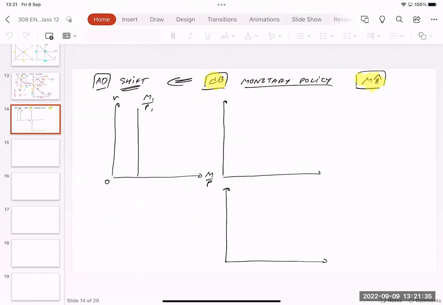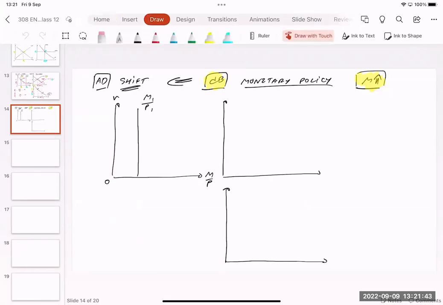The upper graph on the left represents the money market. I have the real money supply curve M1 over P1, so I write down here M1 over P1. I have the money demand curve MD as a function of R and Y. Then I have the equilibrium point in the money market, E1, with the real interest rate at R1. I link it to the right: R1, Y, and R.